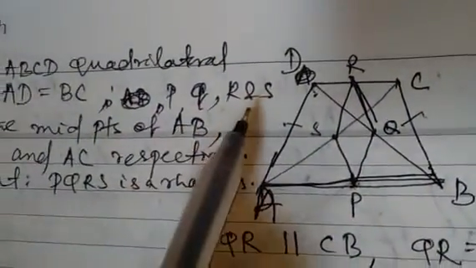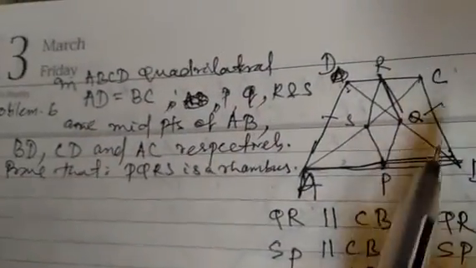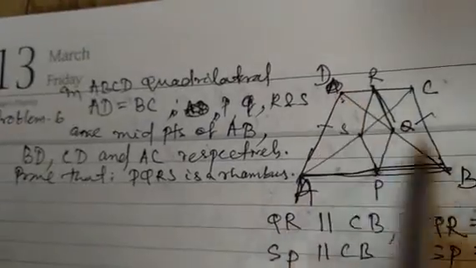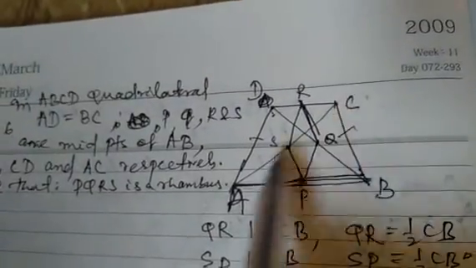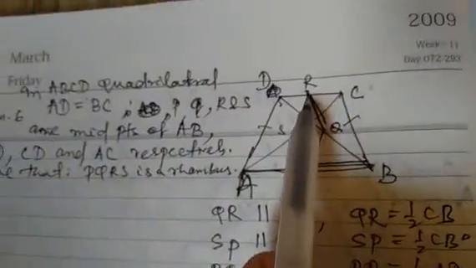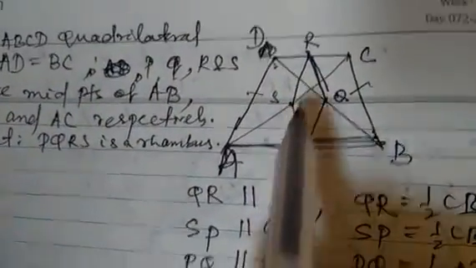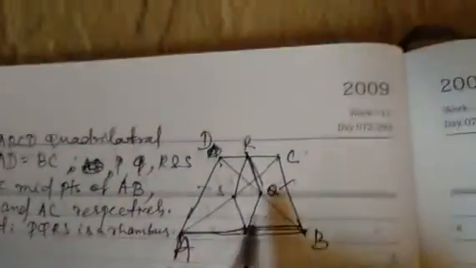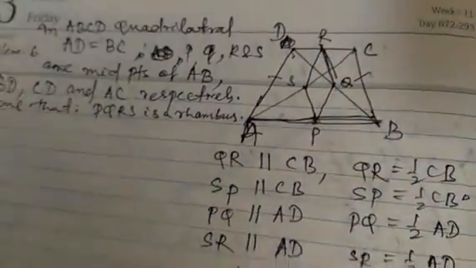Now P, Q, R, S are the midpoints: P is the midpoint of AB, Q is the midpoint of the diagonal BD, R is the midpoint of CD, and S is the midpoint of the diagonal AC. So P, Q, R, S are the midpoints of two sides and two diagonals. You have to prove PQRS is a rhombus.